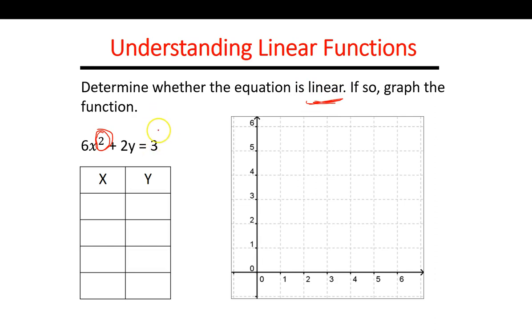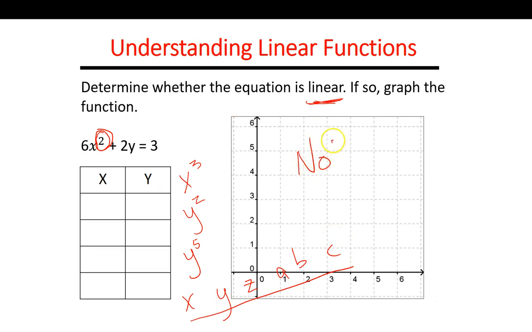If we see anything squared or anything to the third power, or anything at all to any power besides just x or y or z or a or b or c, anything besides just straight letters, it is not a linear equation. So, determine whether the equation is linear. This equation is not linear. We can move on to the next problem.